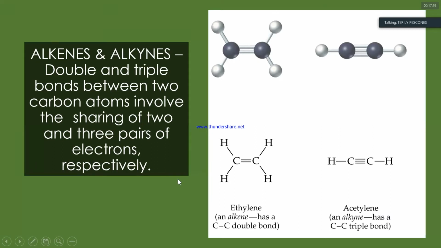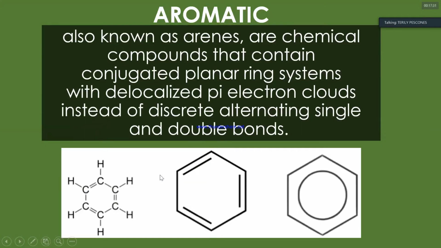Okay, so alkene, alkyne. Then we have the aromatic. Aromatic, also known as arenes, are chemical compounds that contain conjugated planar ring system. So ito yung kanyang formula. Either this one, so this is the structural formula. Ito yung mga shorthand formula. Symbol for benzene.